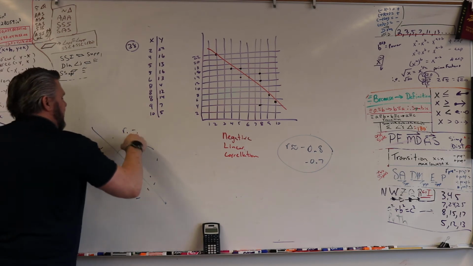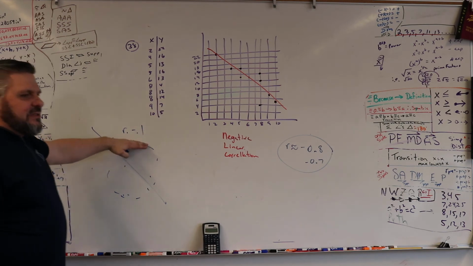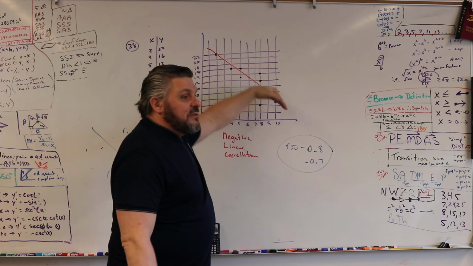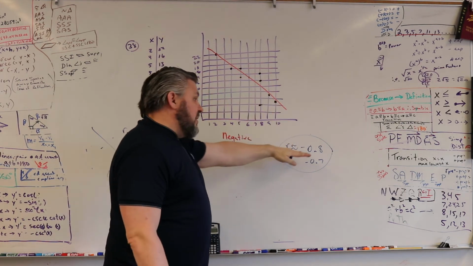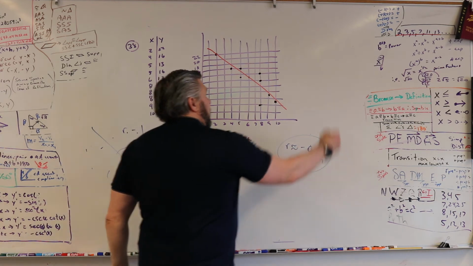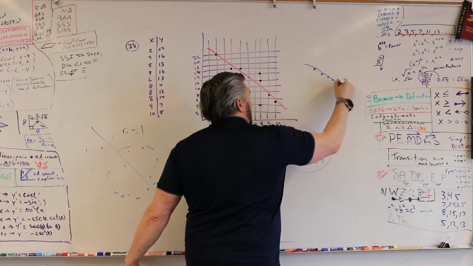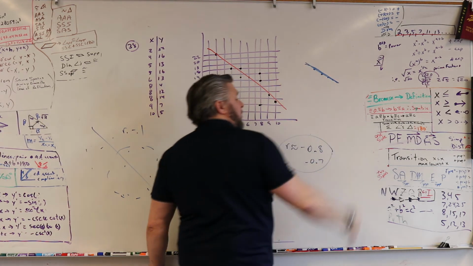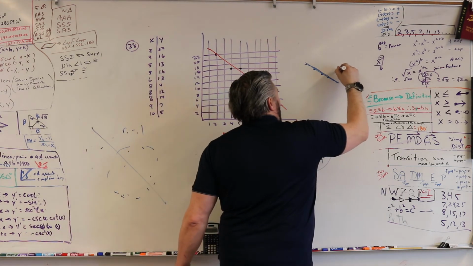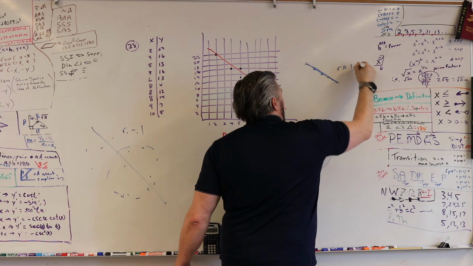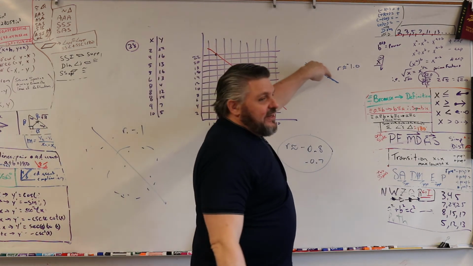the closer it gets to 0. The more it looks like 0, the closer it gets to 0. The more it looks like a 1, the closer you get to 1. So what would this one be? If it went through every single point, that would be a negative 1, because it's going down and every point is on the line.